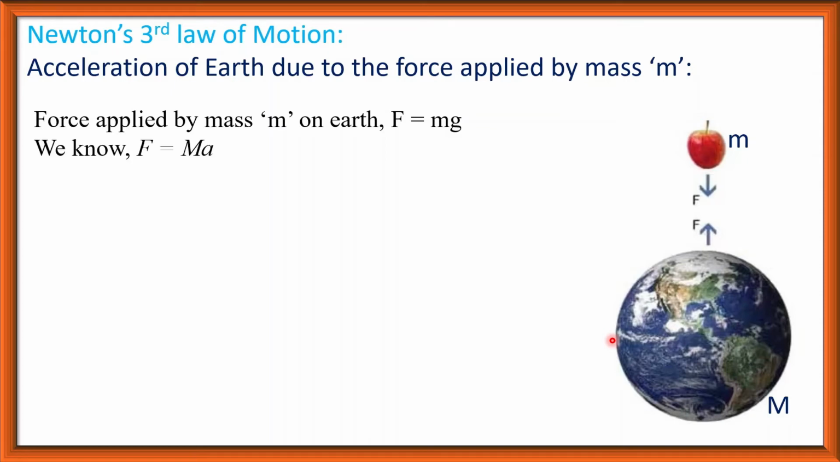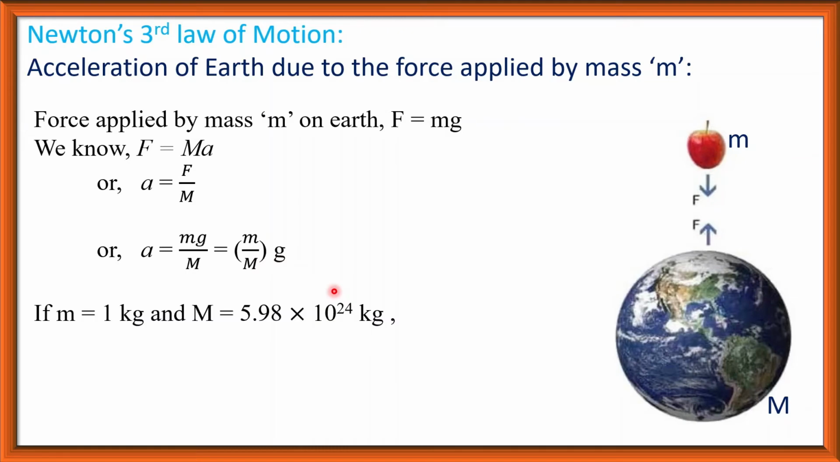We know F is equal to m into a. We know F is equal to ma from Newton's second law of motion. Here F is the force applied by apple on the earth, and capital M is the mass of earth, and a is the acceleration of earth. Now we will calculate this acceleration. Acceleration a is equal to F divided by M, or a is equal to mg divided by capital M, or small m divided by capital M into g.